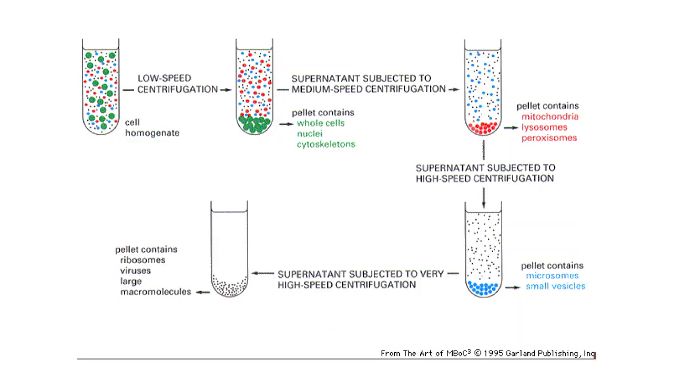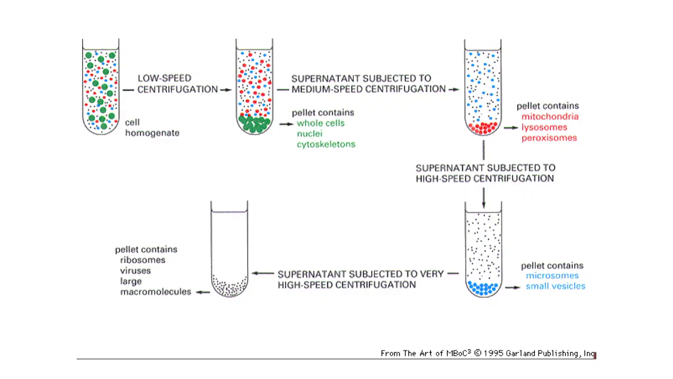If you have a very crude cell homogenate and you undergo a low speed centrifugation, what do you get? You get pellets in the form of whole cells, nuclei, and cytoskeleton, and the other half remains in the supernatant. Now the same supernatant is taken and centrifuged at a higher speed. You get the pellet in the form of mitochondria, peroxisomes, and lysosomes. You increase the speed, and you probably get the microsomes and small vesicles, and when you go for a much higher speed, you can extract the ribosomes, viruses, and large macromolecules.